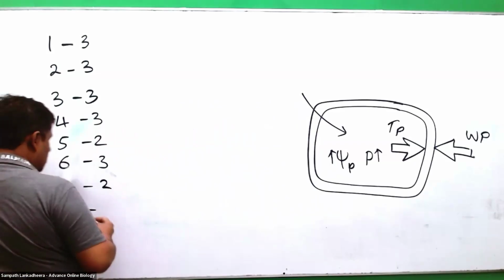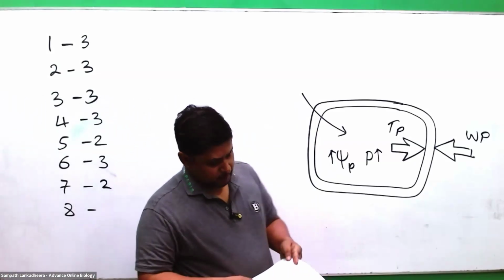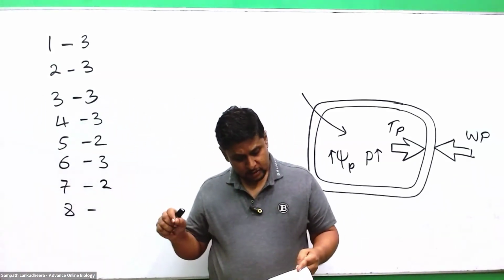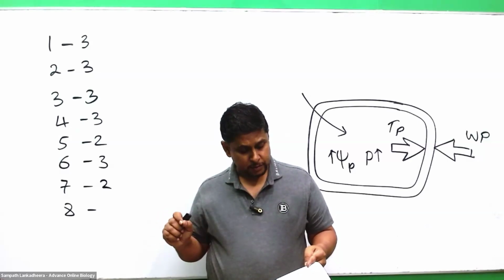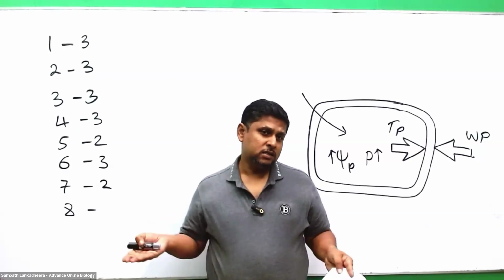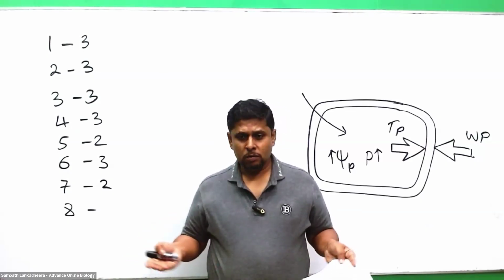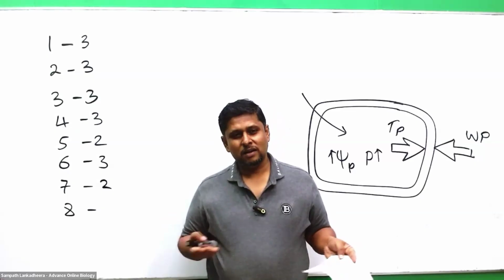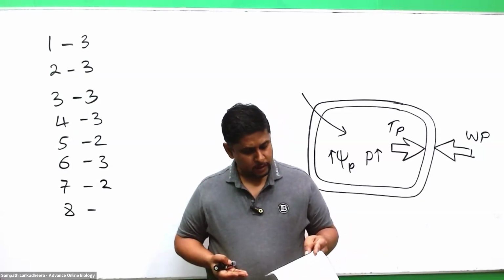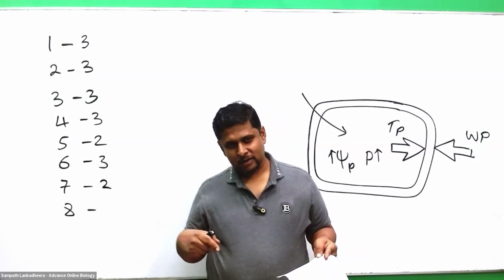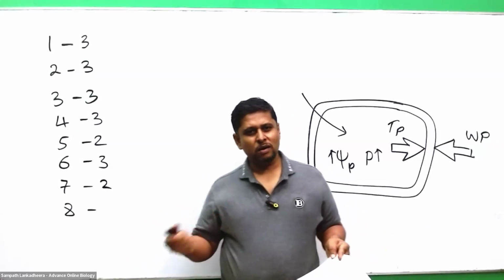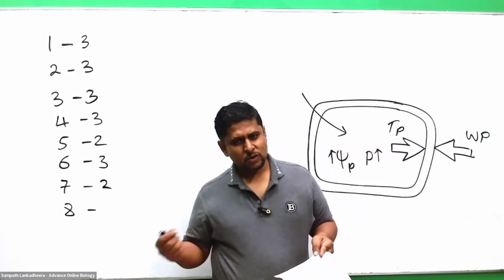Question number 8 in discussion now. Water potential is the difference between solute potential and the pressure potential. No, water potential is the ability of water to move. It's something related to the energy present in water. It's not the difference between solute potential and pressure potential. It's the total. If you say total, better.